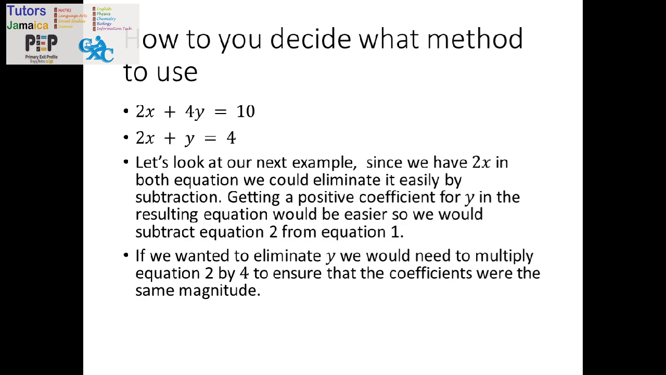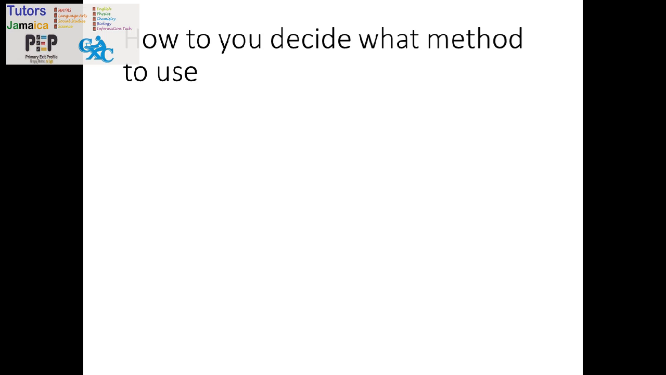So that's an extra step, so we wouldn't go that route. The easiest way would just be to eliminate 2x. So eliminating y would not be a wise path.